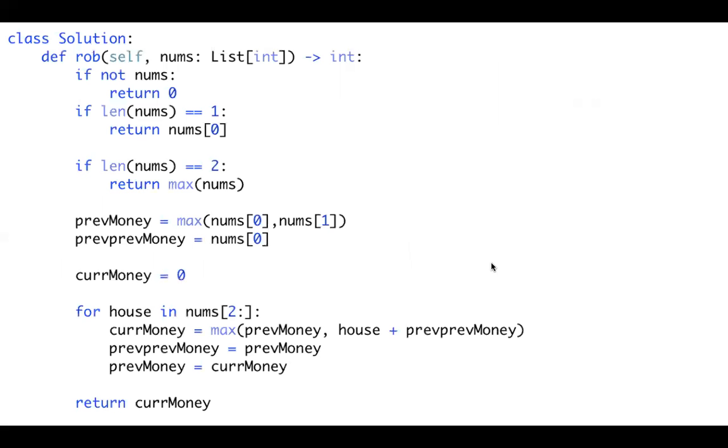So here's some sample code for the solution of this problem using the bottom-up approach. You can see that in the bottom-up approach, we only need to store two values, which are the house that was before the current position and the house that was before that, since the recursive case here is the maximum of the previous house or the current house plus the house before that. And what this returns is the final current money, which is the optimal amount at the final house, which is the optimal amount for the whole row.